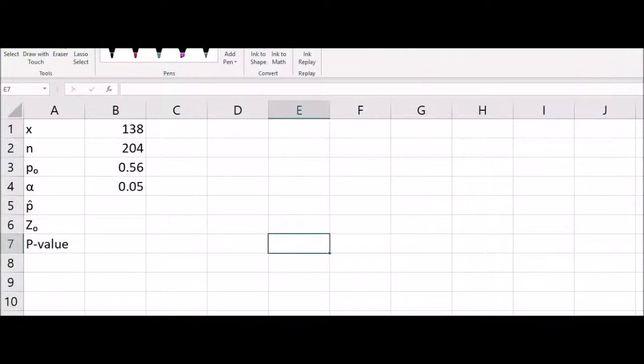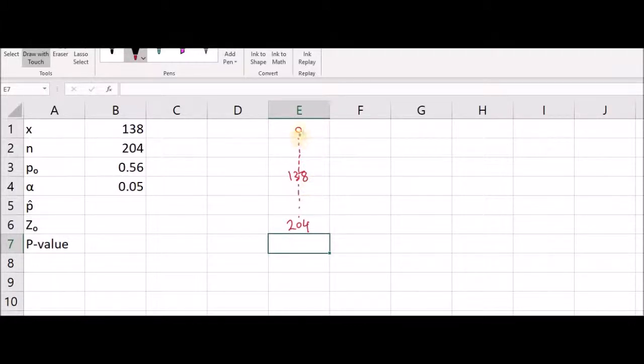I have x is 138, n is equal to 204, and the probability is 0.56. Now I don't need to compute p-hat or z-naught because I'm not using the normal distribution. Usually when we talk about the binomial distribution, I tell you to build a table, but building a table here is not going to be beneficial. I'll try to explain it here. I'm assuming that I build a table that starts at 0 and ends at 204, and then I have the number 138 somewhere in the middle.